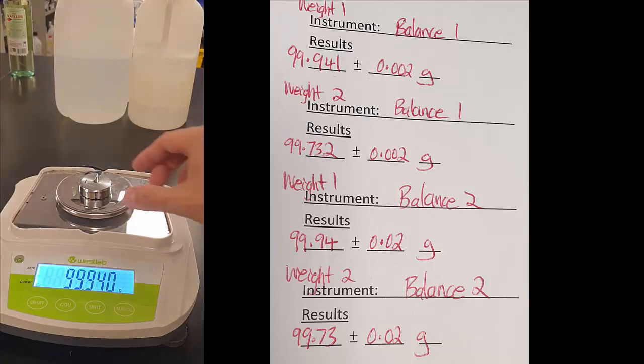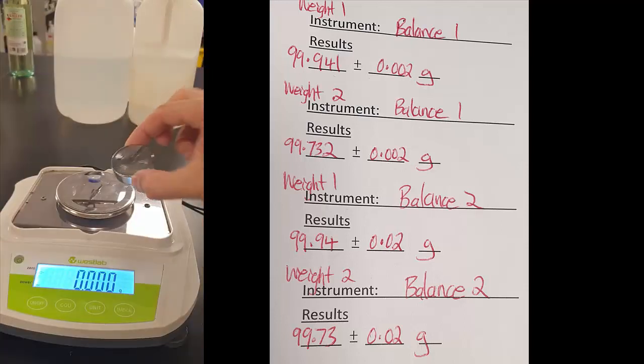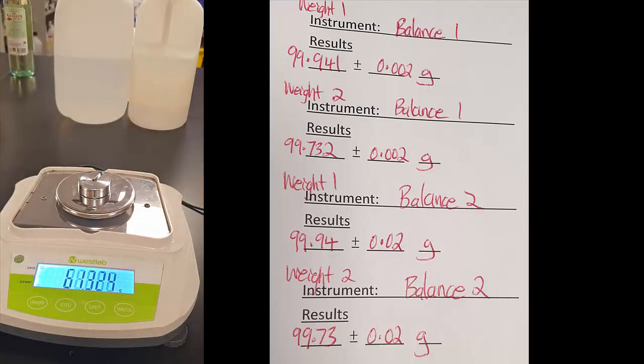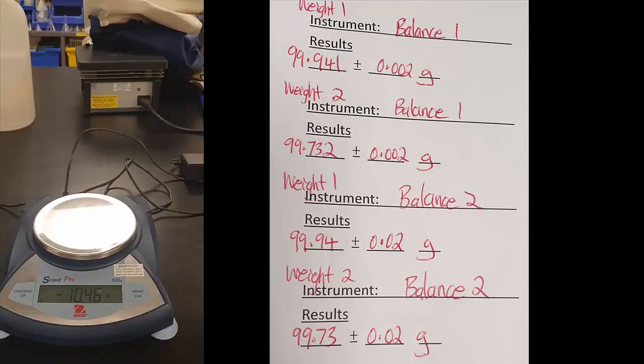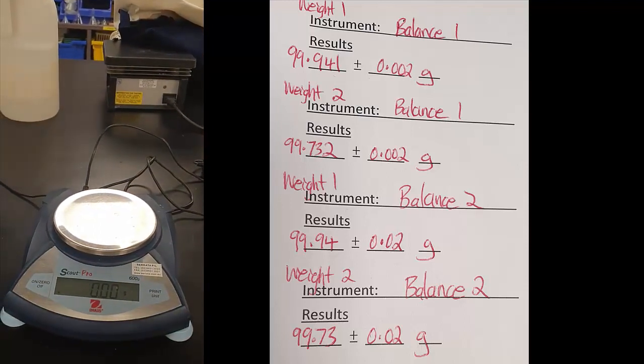So it's 99.941. Now, because I've tared it once, that is the smallest. So digital instruments are the smallest digit. Because I've tared it, that's one error, and then I measure it, that's another. So I've doubled it, so 0.02 is the uncertainty. And I think these ones have been calibrated. They're not normally that accurate.